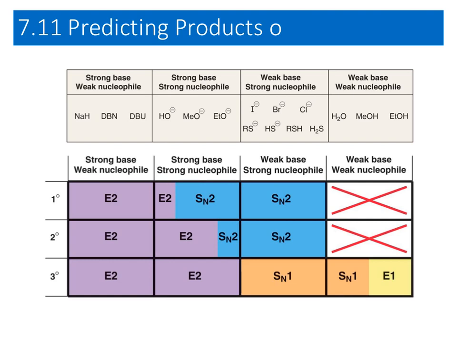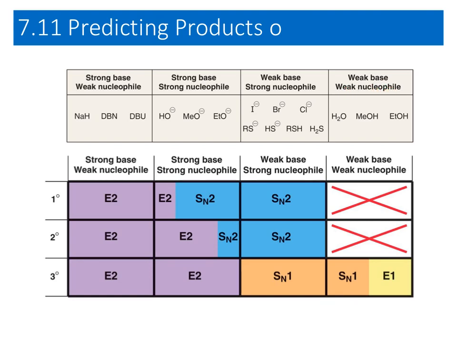So in the top part, right here, we have a list of reagents. So we can have strong base and weak nucleophile. Some molecules are just a strong base and they are not good nucleophiles, such as sodium hydride, DBN and DBU that we talked about. Some molecules are both a strong base and a strong nucleophile. Some of them are weak base, but they are strong nucleophile. And we can have some molecules that are both weak base and weak nucleophiles.